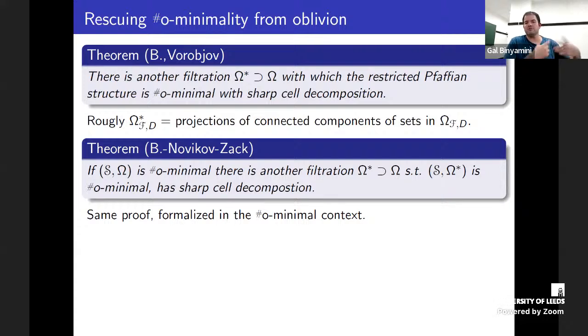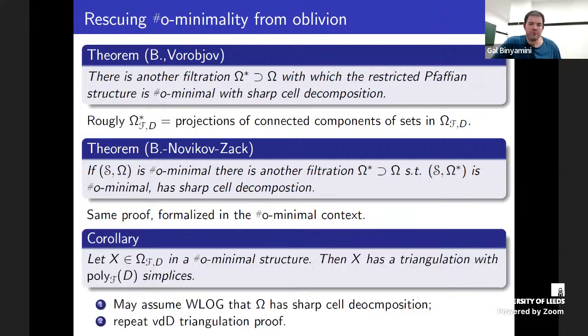If it doesn't, then you just choose a new filtration and it will still be sharply o-minimal, and now it will have sharp cell decomposition. And as I said, the proof of this theorem is very similar to the proof of this theorem. We're just formalizing it in this language of sharp o-minimality. So let me show just one example of a corollary that you can get with this.